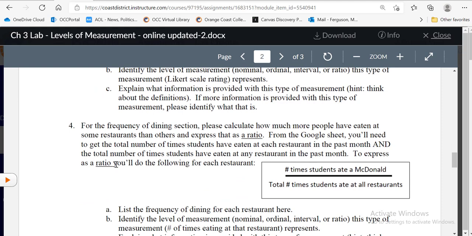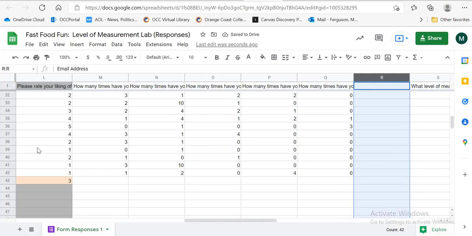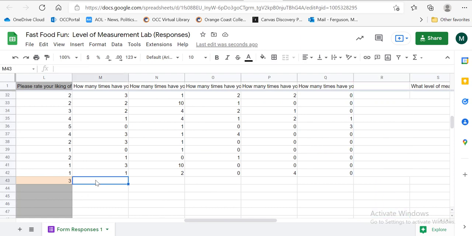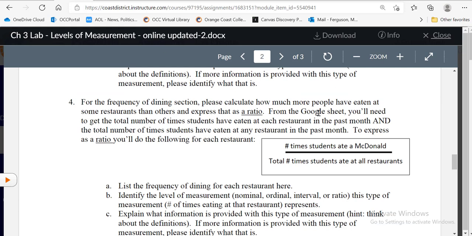And for each one of these questions, we're going to a different section of that Google form. So the easiest thing is going to be to use the sum formula to get that answer, because you need the total number of times. If you look at what it says here, you need the total number of times students ate at a specific restaurant over the total number of times students ate at all restaurants.